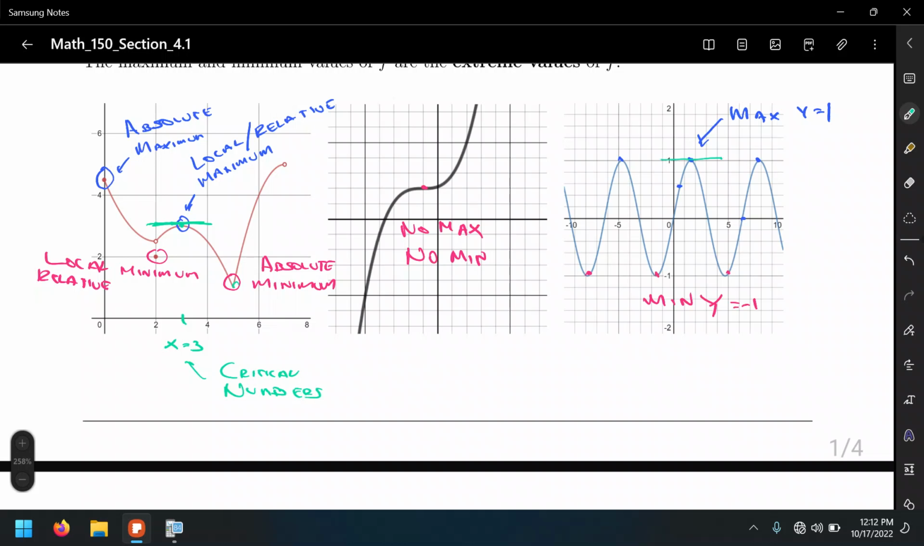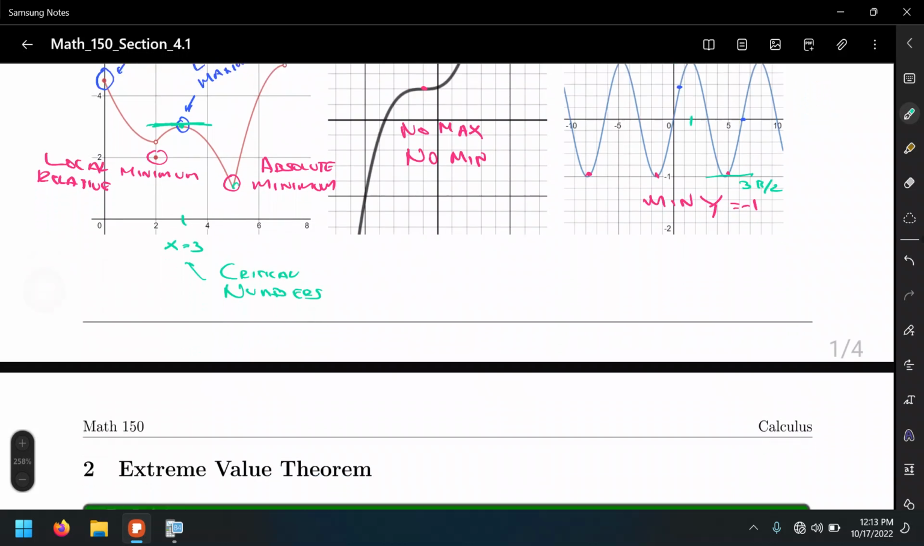We would also have a critical number here, another critical number there. I believe this critical number would be at x equals pi over 2, and 3 pi over 2. Those are the critical numbers in this case, but we're not going to find these critical values just by looking at the graphs. In fact, we're going to look at the algebraic process to find these critical values. All right, and that's the extreme value theorem.